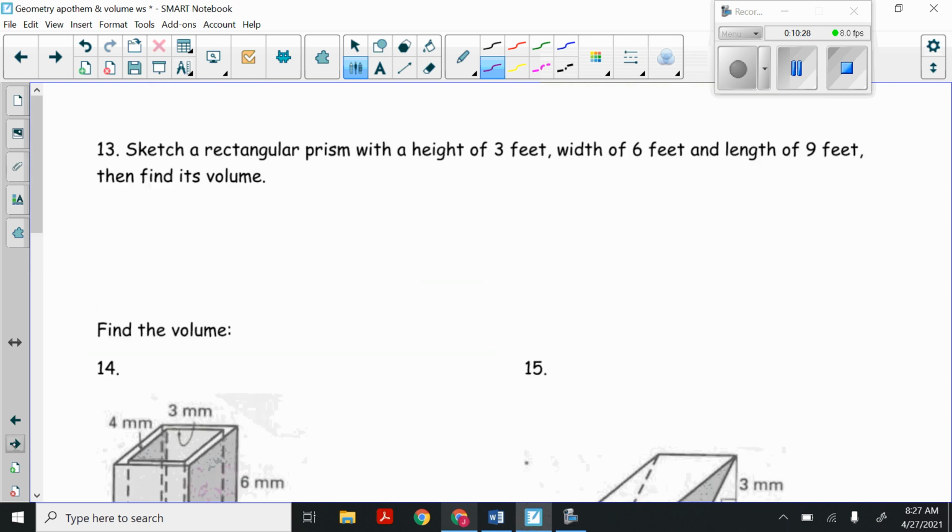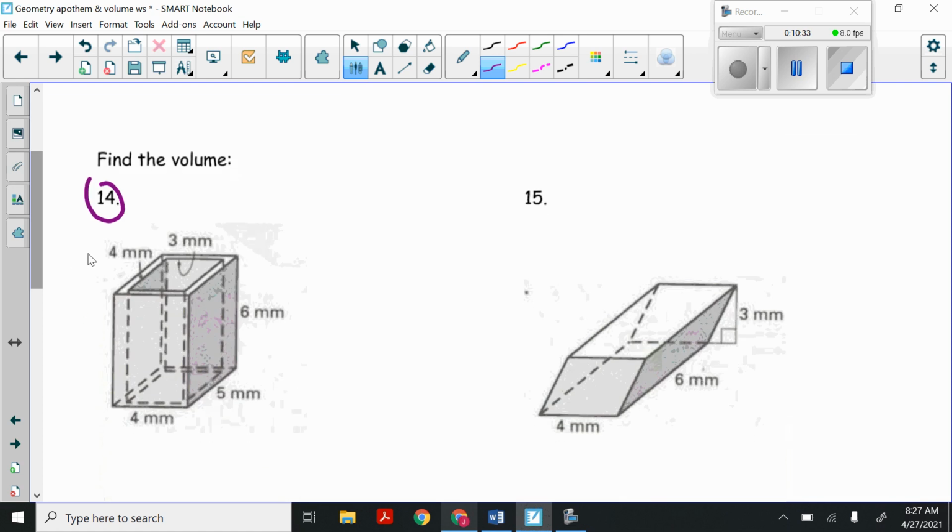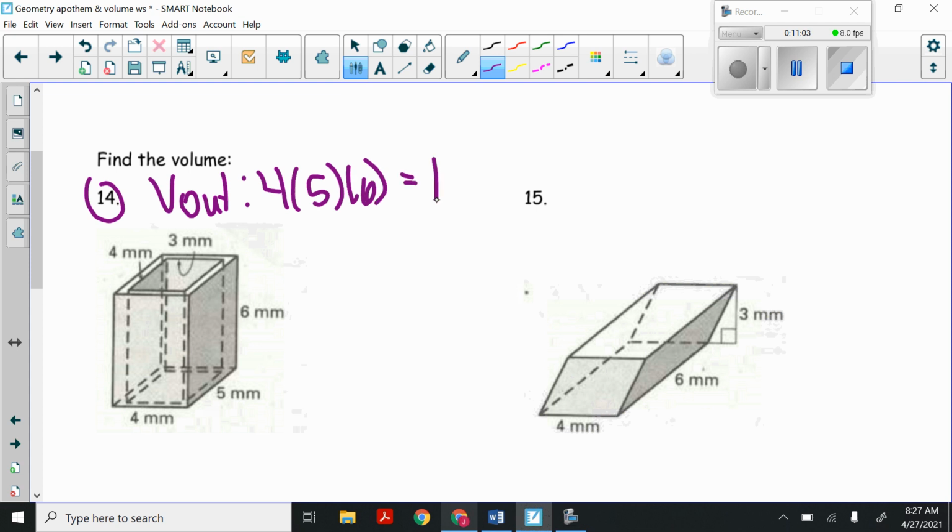All right, so the last page, we're going to come over here and find number 14. Find the volume. Again, notice that we have two different rectangular prisms. We have the great big one, then we have the one on the inside. We want the volume, so we need to find the volume of each of them, and then subtract the one on the inside from the one on the outside, because we're taking it all out. So the volume of the one on the outside, the great big one, is 4 times 5 times 6. So that's 120 cubic millimeters.